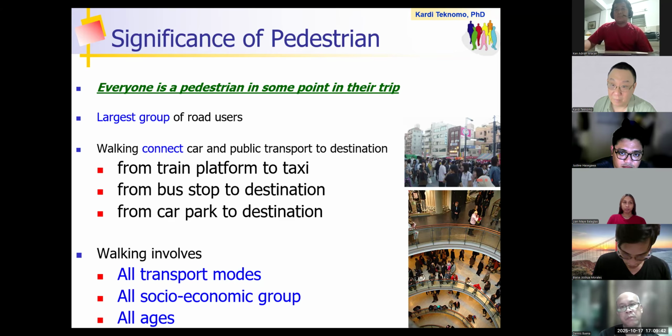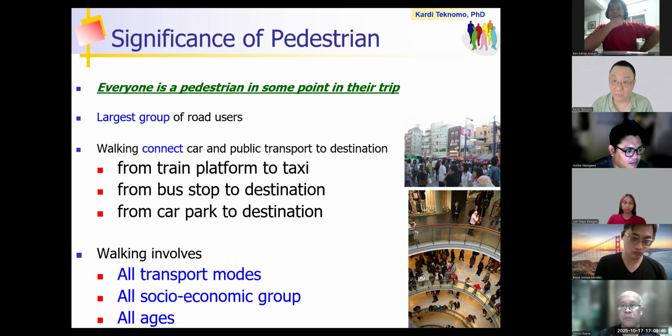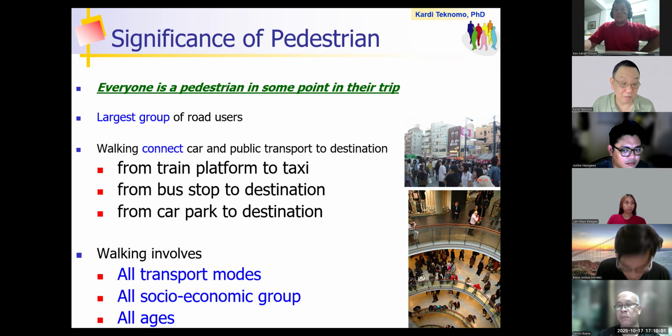So walking will connect the car and public transport to the destination. From the train to the taxi, for example, you need to walk. From the bus stop to the destination, the same thing with the car park. So walking is part of all transport modes, and includes all socioeconomic groups and all ages. So very significant.